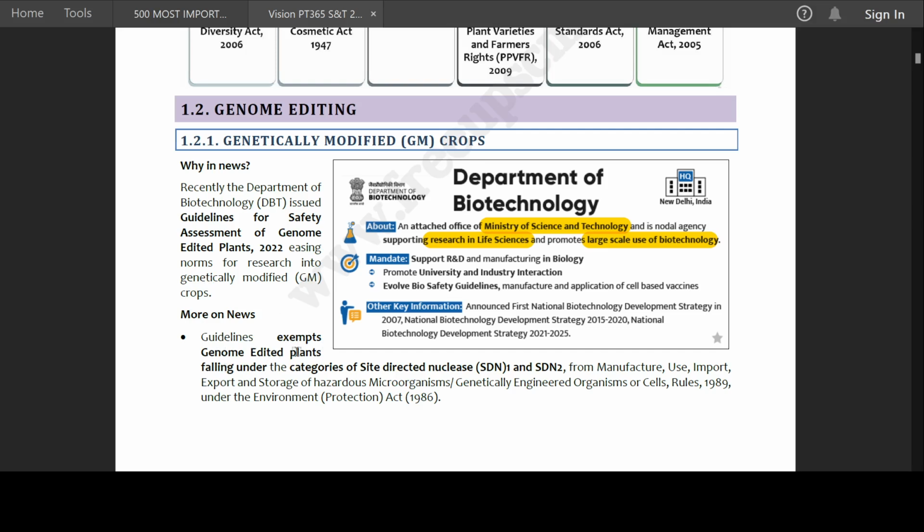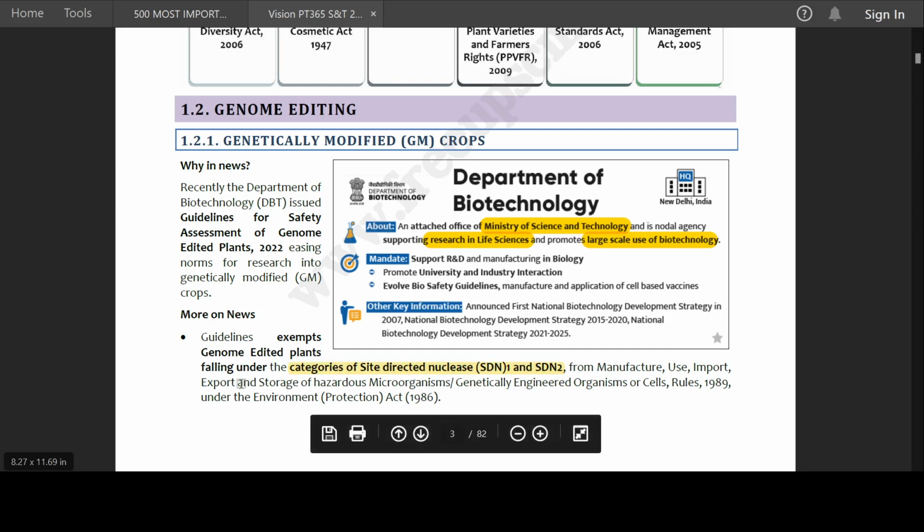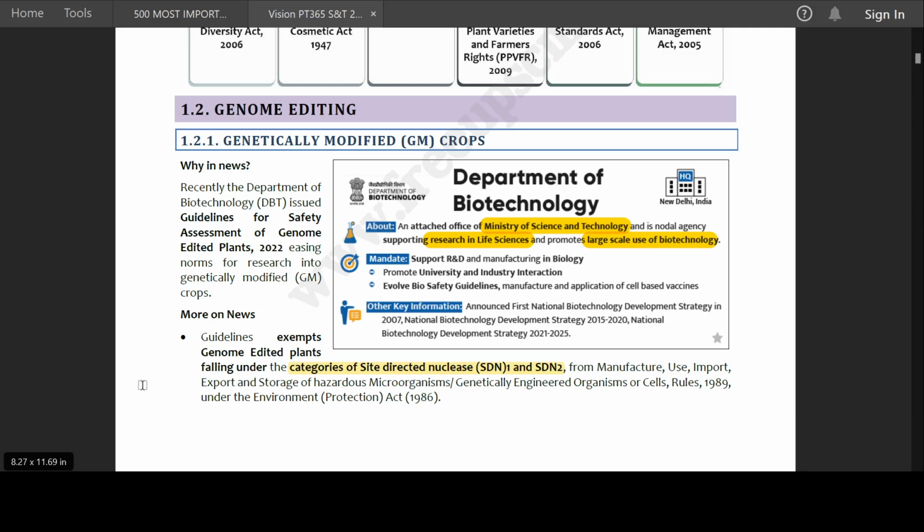The guidelines exempt genome edited plants falling under the categories of SDN1 and SDN2. So for all those genome editing categories except SDN1 and SDN2, guidelines are given for manufacture, use, import, export, and storage of hazardous microorganisms, genetically engineered organisms or cells, Rules 1989 under the Environment Protection Act 1986. So these were all the concerned topics when it comes to guidelines given under the GM crops by the Department of Biotechnology, but except those under the categories of site directed nuclease, that is SDN1 and SDN2.